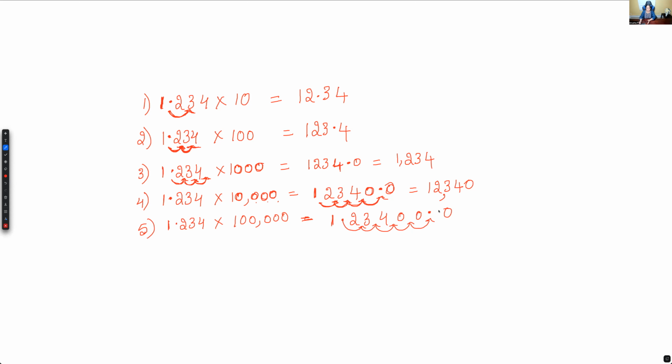Okay, because you're multiplying by 100,000, we have to move the decimal point 5 steps to the right. So starting from here, I'm jumping 1 jump to the right, second jump to the right, third jump, fourth jump, and the fifth jump. And we are keeping the decimal point. Let me explain with a few more examples.